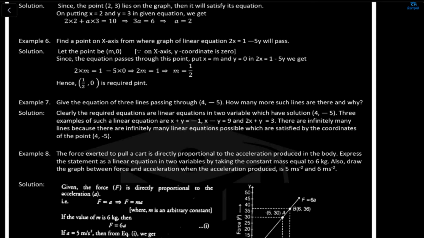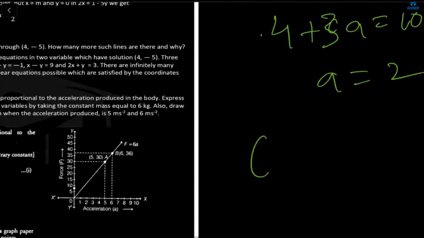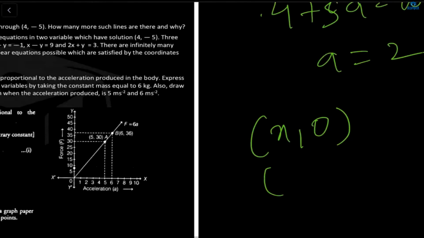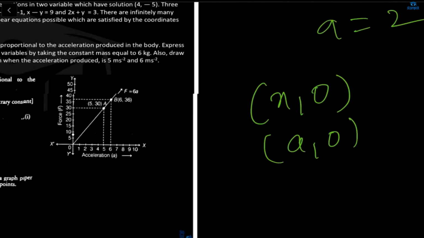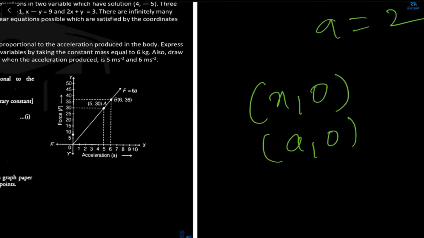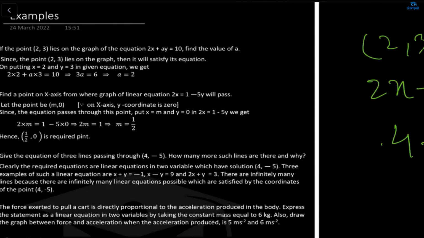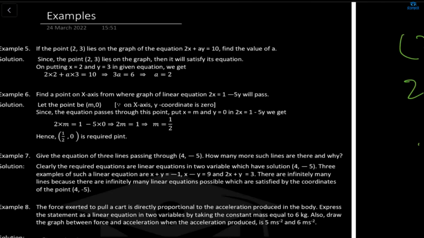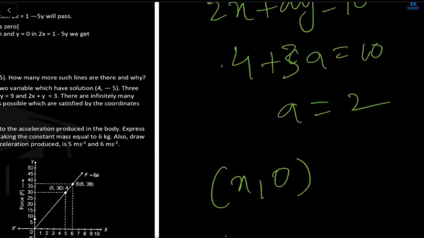So that means you can assume that the point is x, comma 0, or you can write any variable, a, comma 0, or b, comma 0, anything you can write. It totally depends. I am writing x, comma 0 only. So if I'm taking the point as x, comma 0, the graph of the linear equation 2x minus 1 minus 5y will pass through it. So you have to find the value of x.